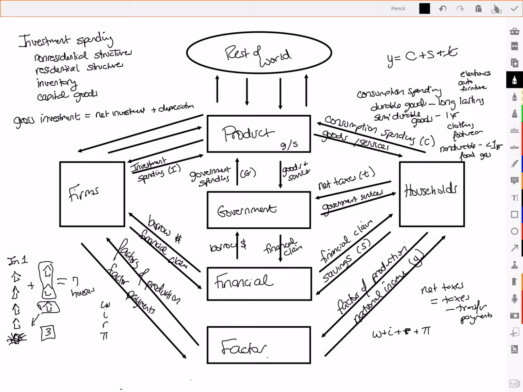All right, so businesses buy from other businesses, which means the money is going into the product market and goods and services are what we are getting in exchange.